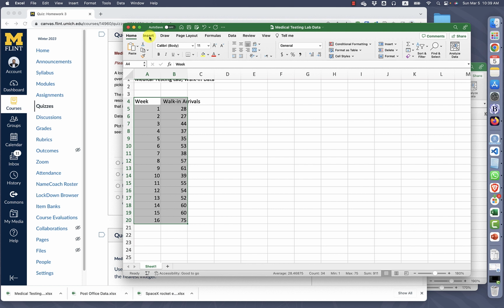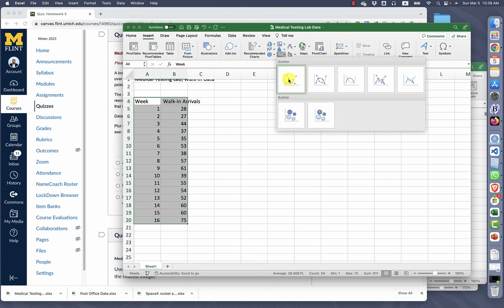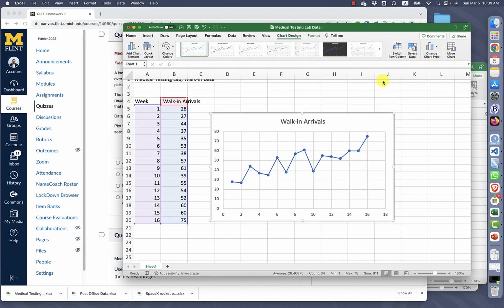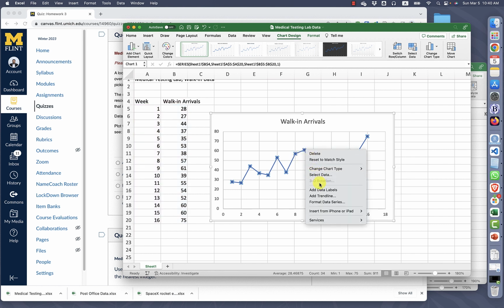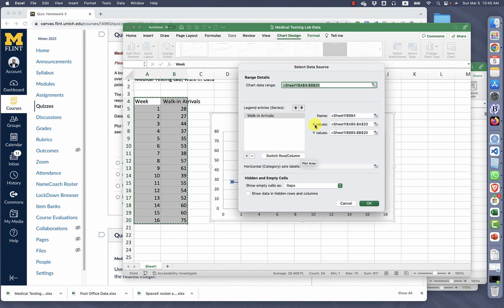So we go to Insert. We want to do a scatter plot which is connected by lines. Okay, so just to double check, you can click this line and then right click it and go to Select Data and make sure that the x values are column A values and the y values are column B values. So the y-axis has the data, the x-axis has the time.